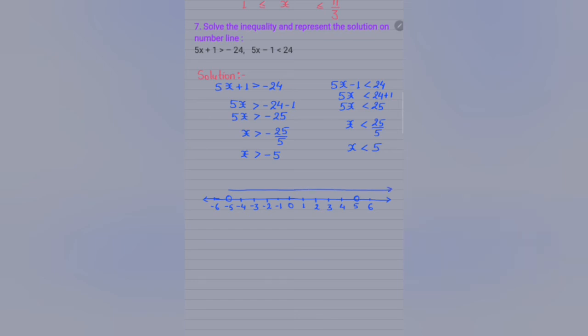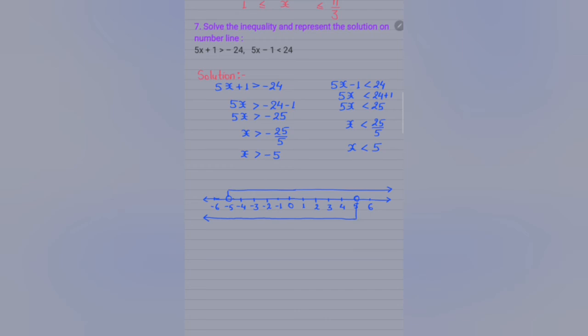And x is also less than 5. So less than 5 is from the 5 to the left hand side. You can see in this number line there is a place where three lines are parallel. From -5 to +5, you can see the three lines are parallel. This is the solution on the number line.